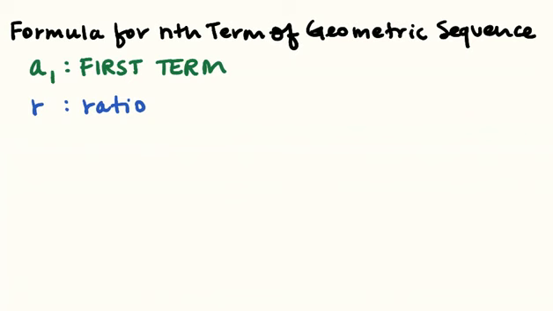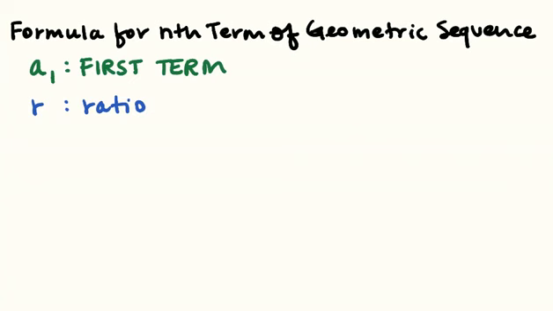Now, I'm going to give you the formula for the nth term of a geometric sequence, but you're going to see that it's very similar to the formula for the nth term of an arithmetic sequence. It's got a lot of parallels. The two most important aspects of the geometric sequence are the first term and the ratio. If we know the first term and the ratio, we can figure out the rest of the terms, we can figure out the sum, we can do all sorts of stuff.